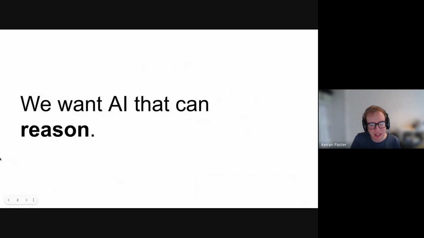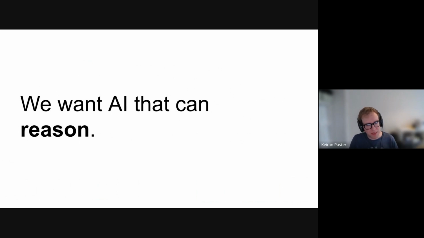And so first, I just want to say, something that motivates me, and something I think that motivates a lot of researchers these days working on language models, is that we want AI that can reason. This is going beyond language models that maybe are memorizing the solutions to something, to language models that can see a new problem that they've never seen before and derive some sort of solution step by step.